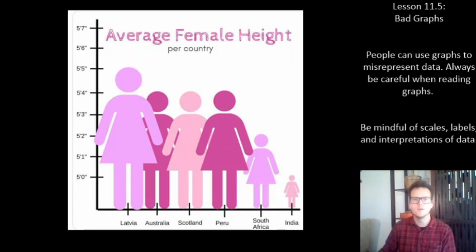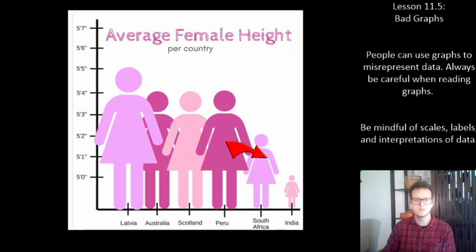Don't worry, I found one for females as well. This one is measured in feet and inches, as we're used to. Again, it compares the average height of women from different countries. Here it looks like women from Latvia average a height of 5'5". That is fairly tall for a female, I suppose. But it makes them look like giants compared to those from India, who have an average height of 5 feet.